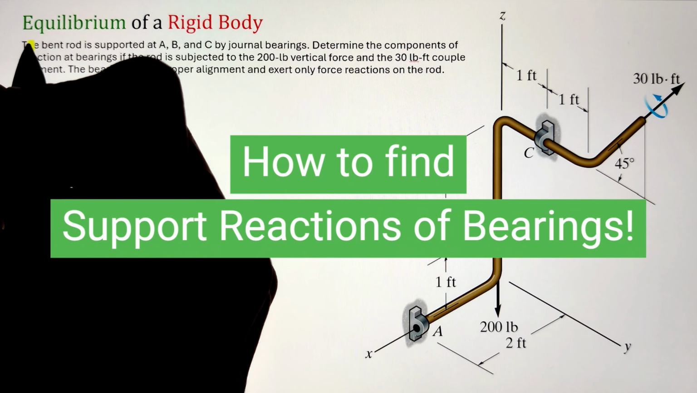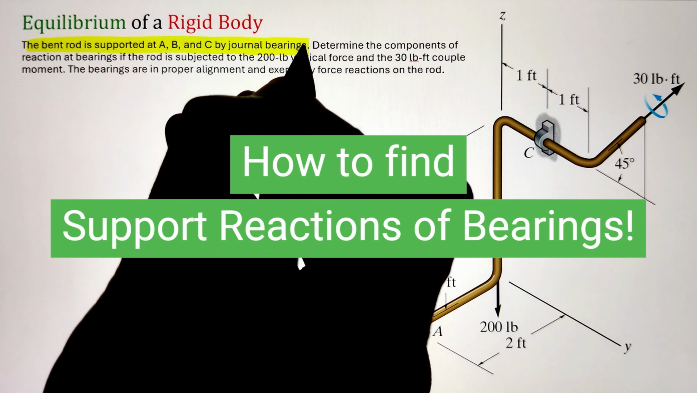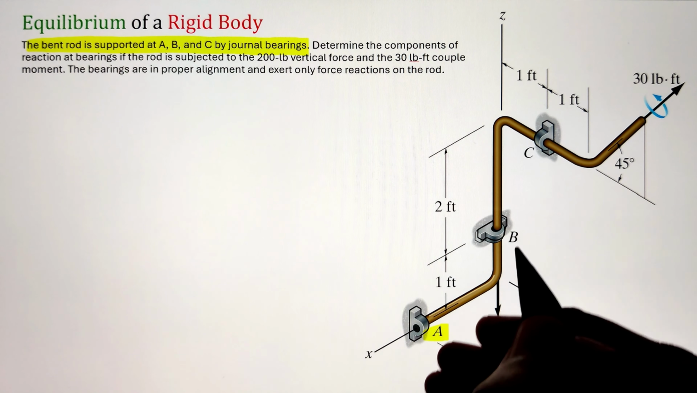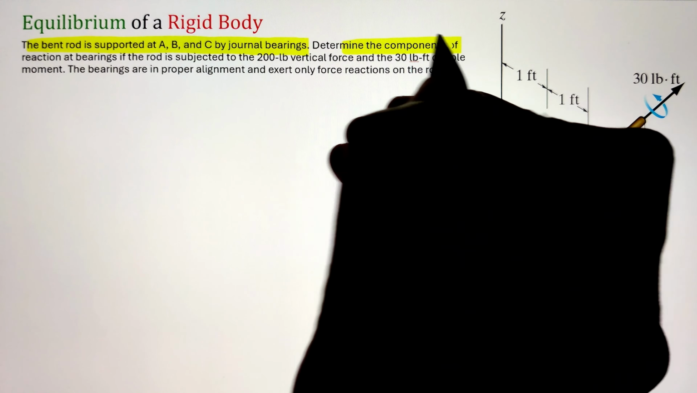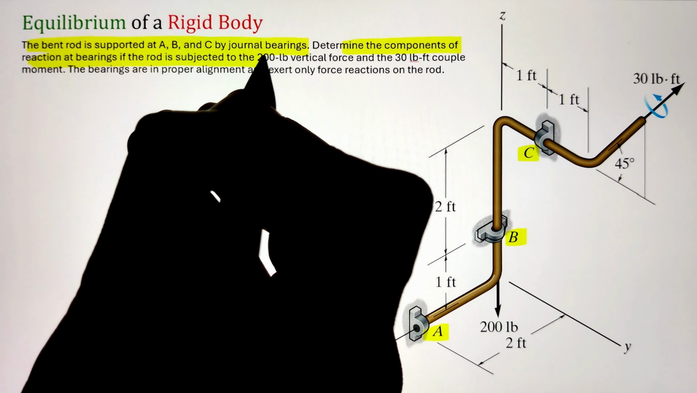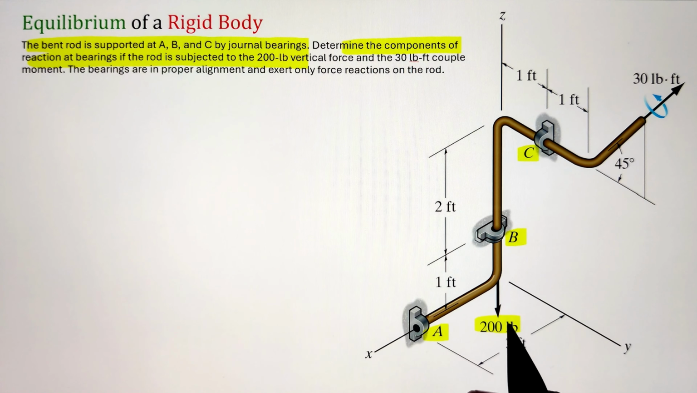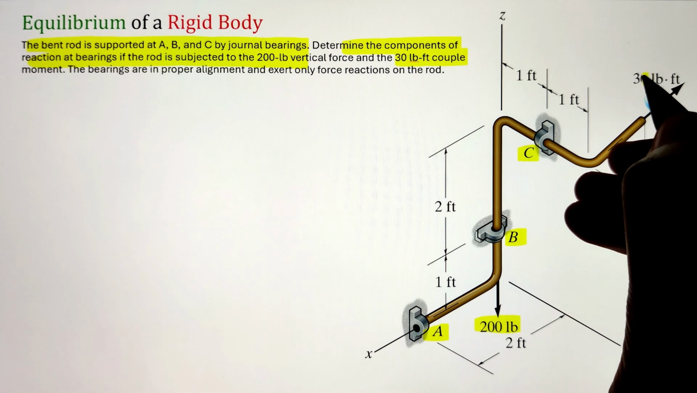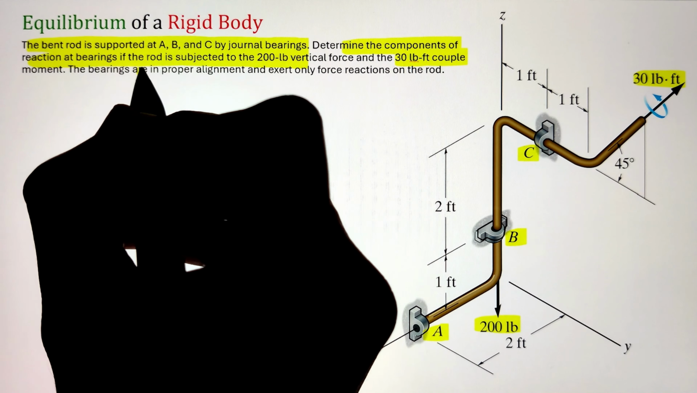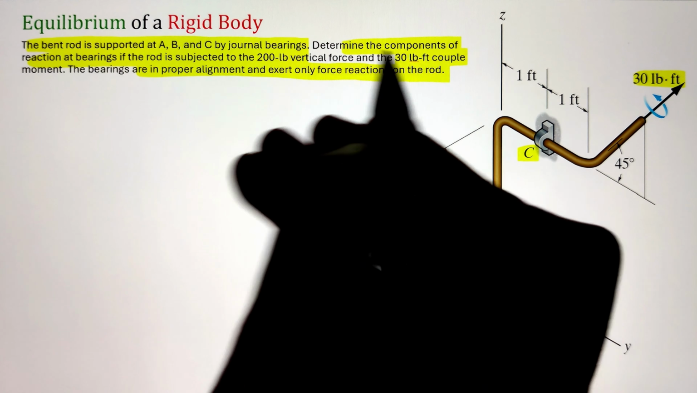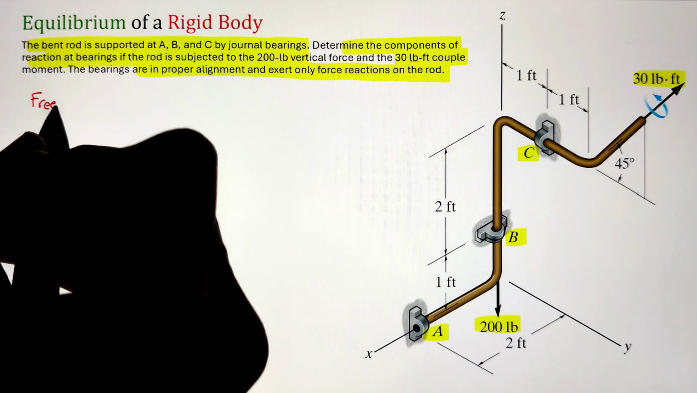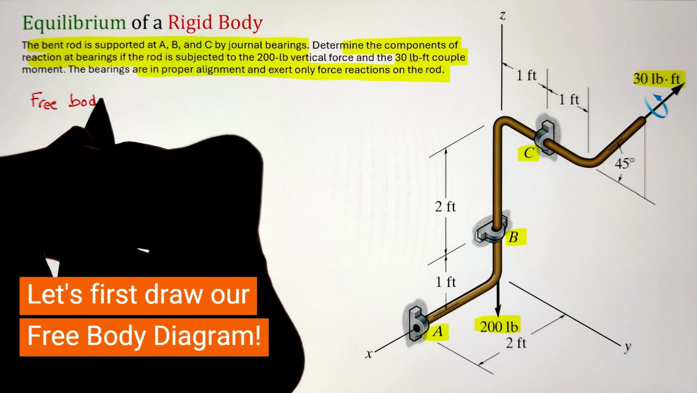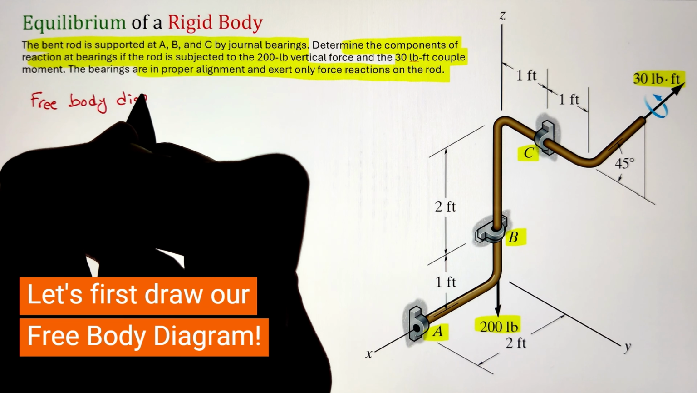In order to find the support reactions on the journal bearing supporting our bent rod at point A, B, and C, while the rod is also experiencing an external load of 200 pounds acting vertically downward, whereas a couple moment of 30 pound-feet is exerted along the YZ plane acting at an angle of 45 degrees with respect to the Y axis, we can start by first developing our free body diagram.